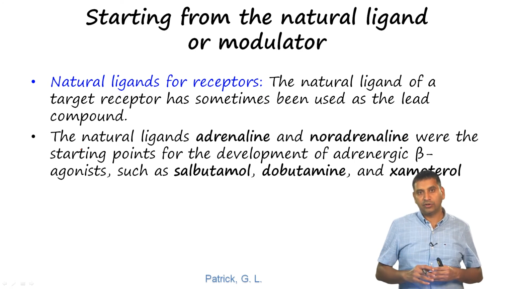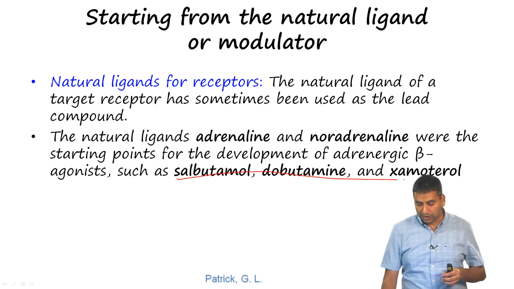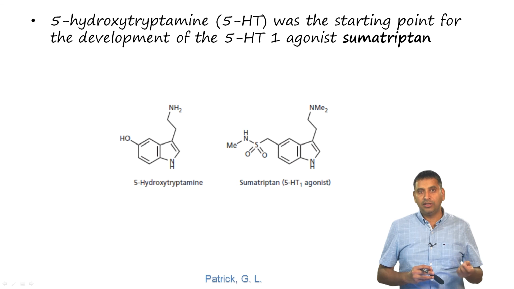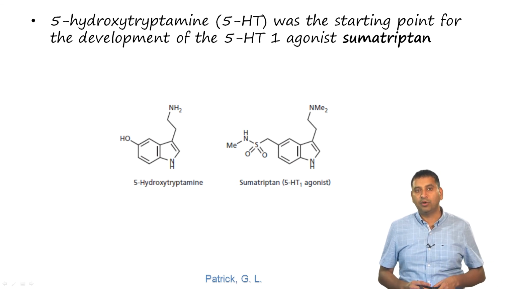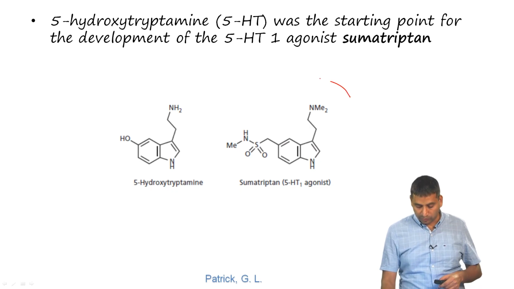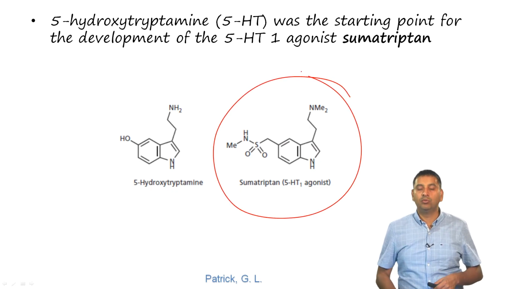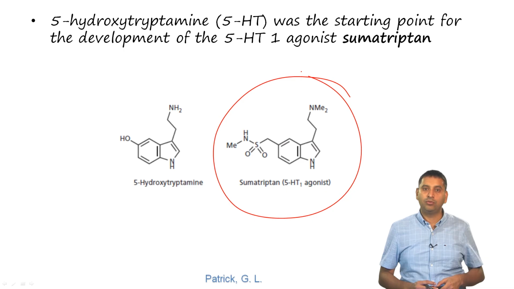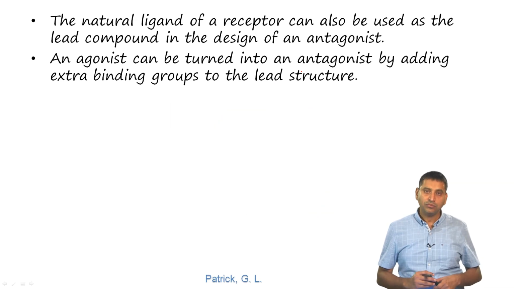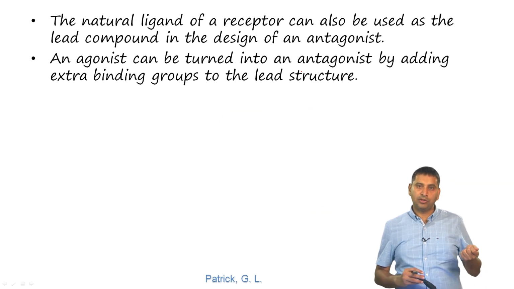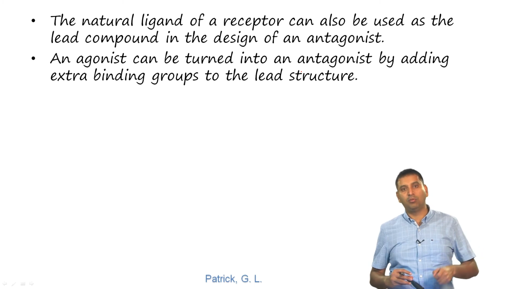So, the natural ligands, for example, adrenaline and noradrenaline, were the starting points for the development of several of these beta agonists. Similarly, 5-hydroxytryptamine, which is 5-HT, was the starting point for the development of this molecule, sumatriptan, which is a 5-HT1 agonist.